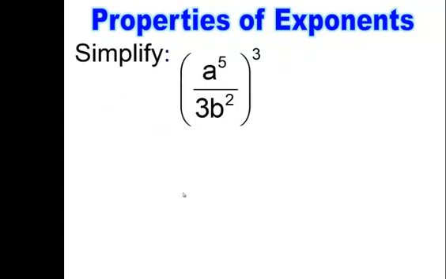Pause and try. So you want to be careful here. You end up with a to the 15th over 27 because you have 3 to the 3rd power. 3 times 3 times 3. And then you have b to the 6th power.